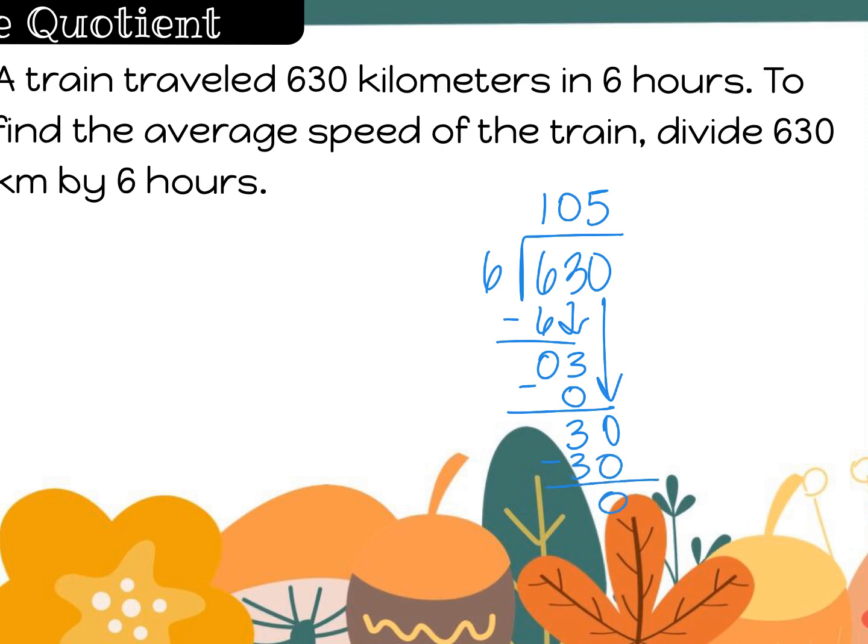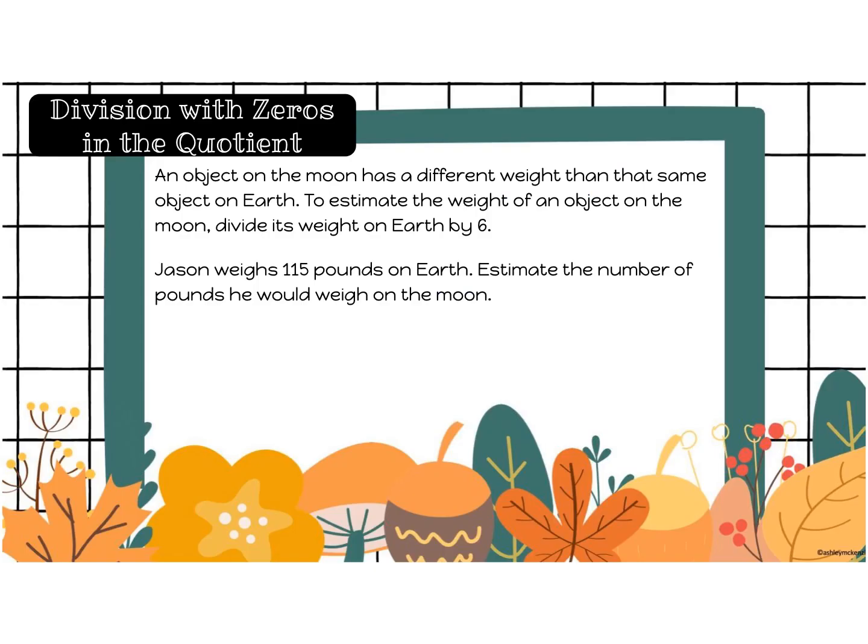So my answer is 105 what? MPH, miles per hour. But it's kilometers. Yes, normally we use miles, so we think MPH because it's miles per hour. Kilometers per hour. There we go. KPH. Miles per kilometer does not make sense. Do not label that. Okay.